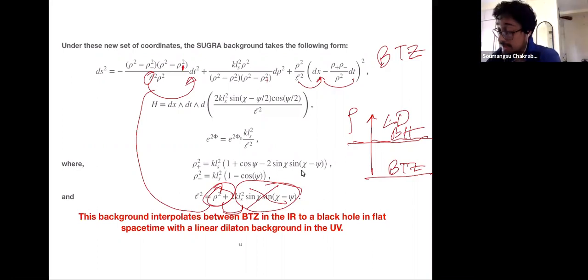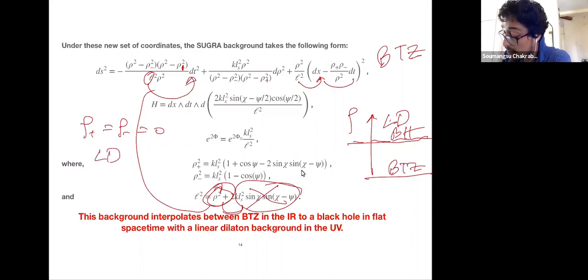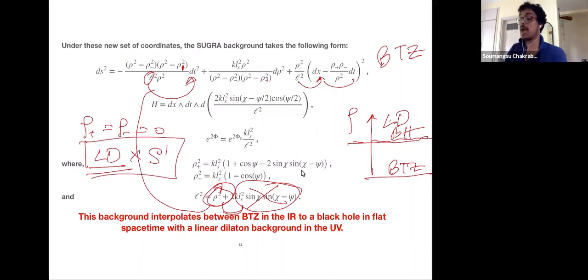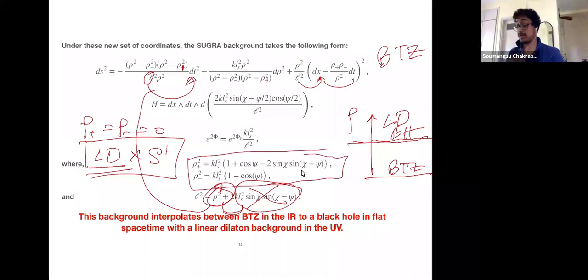Similarly here, if you set rho plus equal to rho minus equal to 0, this is going to be exactly a linear dilaton times S1 background. And then when you have rho plus and rho minus not equal to 0, you have a black hole in it. And this is the question that Loga was asking: that I can express everything in terms of rho plus and rho minus, sorry, rho plus and rho minus in terms of the skies and size.